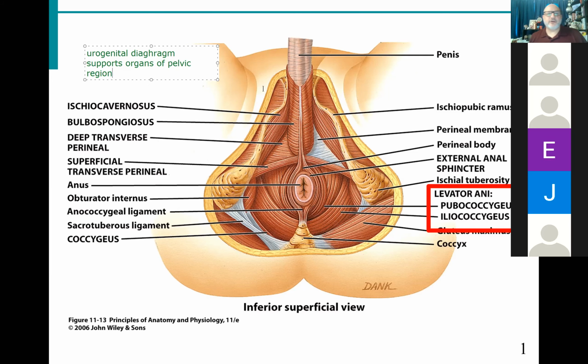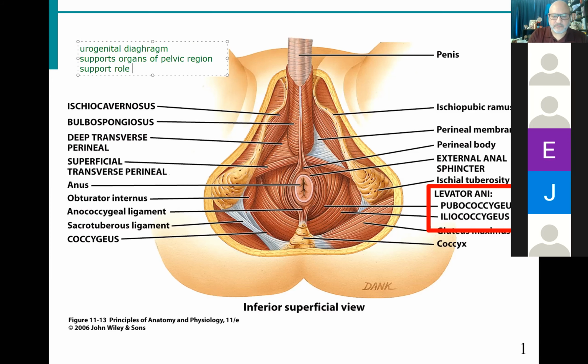And as you also see, this is going to play a support role in both defecation, helping to elevate the anus, in helping of the expulsion of the feces during defecation, and in micturition, which of course is the process of voiding urine from the body.